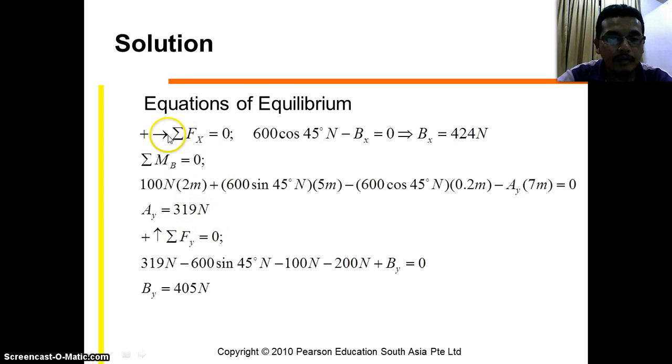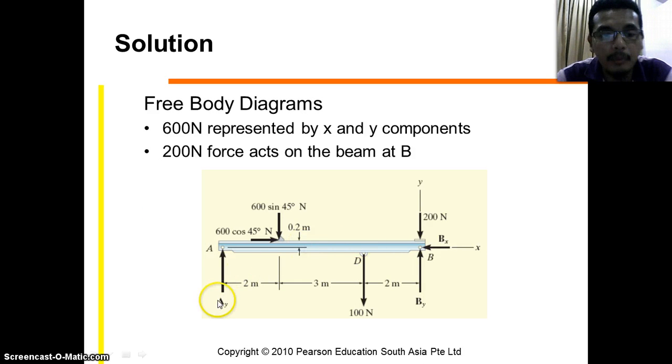So we have done the first equation of equilibrium, total resultant force in X component equal to 0. The second one is total resultant moment equal to 0. Now the third equation of equilibrium is total resultant force in Y component equal to 0. AY is a Y component, going up is positive. 600 sin 45 is going down, so negative. 100 Newton going down is negative, 200 Newton going down is negative. BY is going up, so positive. The X components, BX and 600 cos 45, are not considered because they are in the X direction.